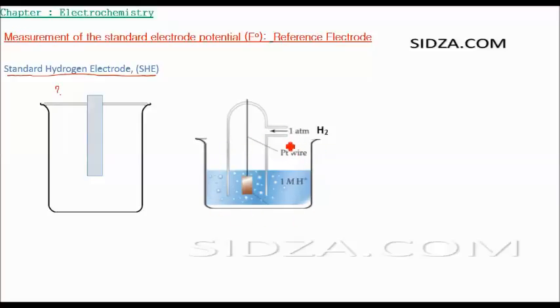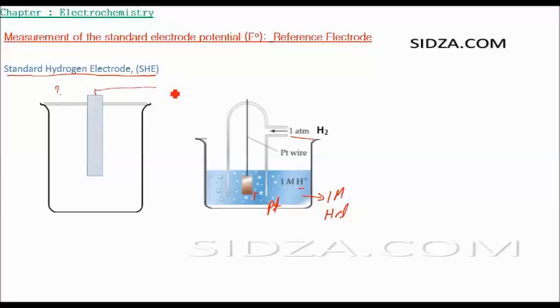The hydrogen electrode is made by passing hydrogen gas at 1 atmospheric pressure through a solution which contains H plus ions. Suppose we have a 1 molar HCl solution, and we pass the hydrogen gas through it at 1 atmospheric pressure. To make the electrical connectivity we normally use platinum electrodes. The platinum is inert, it does not react with the HCl.